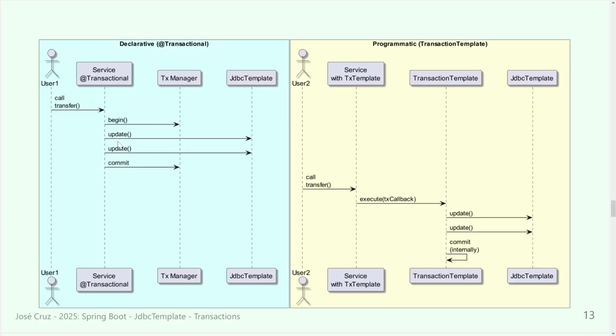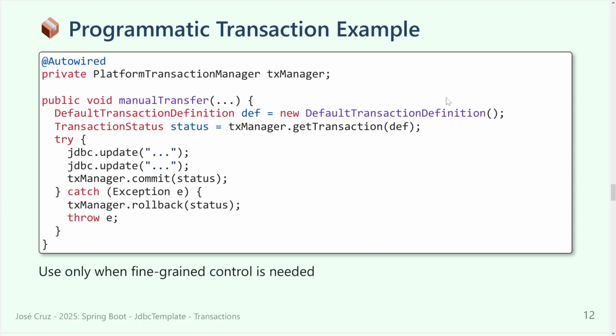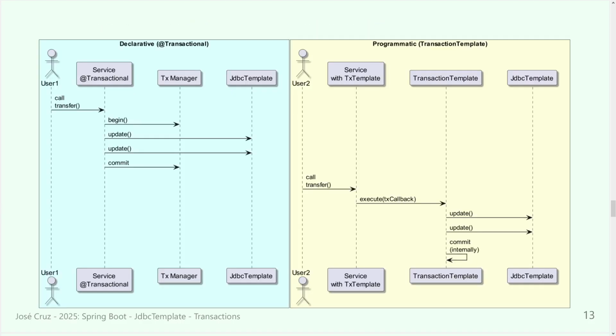Then you perform your updates, and then there will be a commit at the end of the method, and that's it. When you do programmatic, of course, you call the method. It will execute the transaction template behind the scenes. This is one way of doing it. There are other ways, but this is what is implicit here. Now you do your updates, and then you commit, or maybe you roll back. That's for you to decide what you want to do.